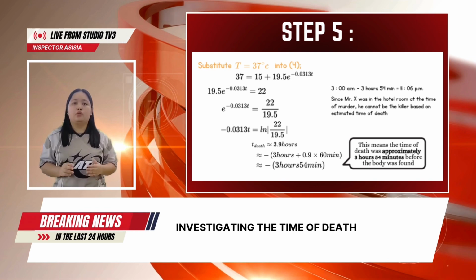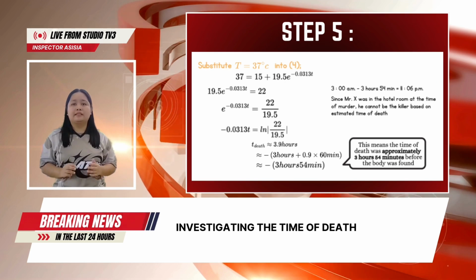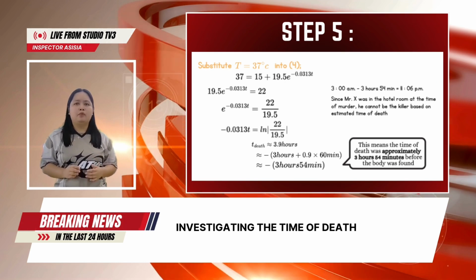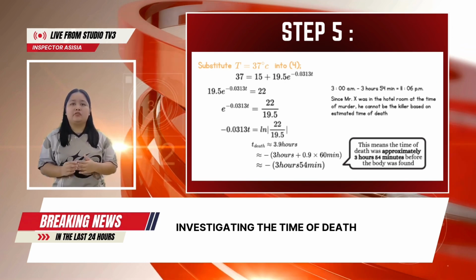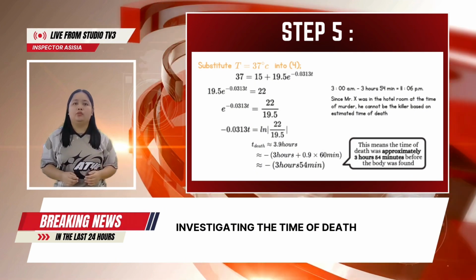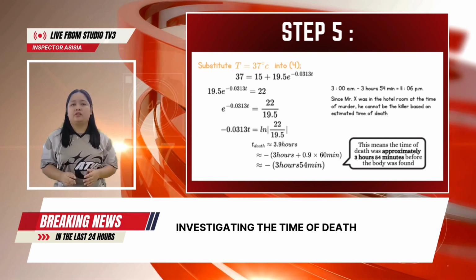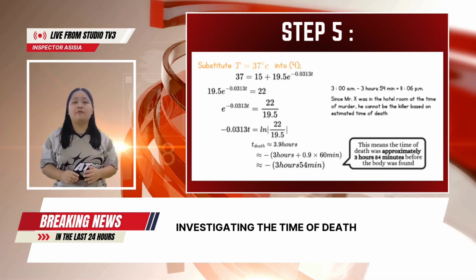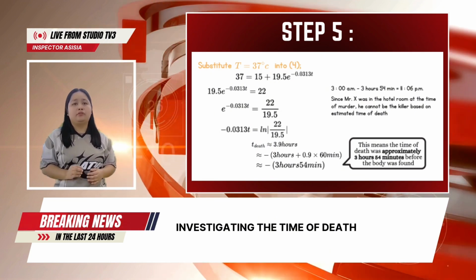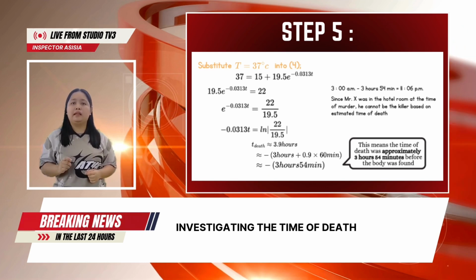It will be equal to 22. Do it one by one until t is the only one on the left side to avoid confusion. Next, move 19.5 to the right, and the equation will be e to the power of negative 0.0313t equal to 22 divided by 19.5. Then move the exponential to the right, and it will be ln modulus 22 divided by 19.5. Then ln modulus 22 divided by 19.5 divided by negative 0.0313, and it will be equal to negative 3.9 hours.